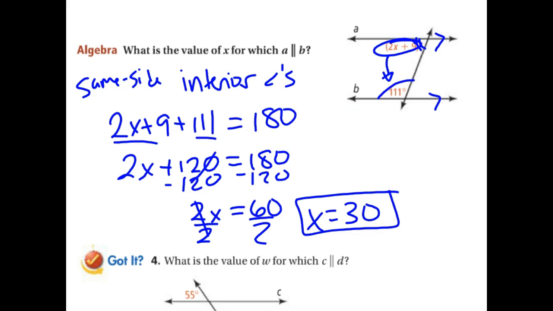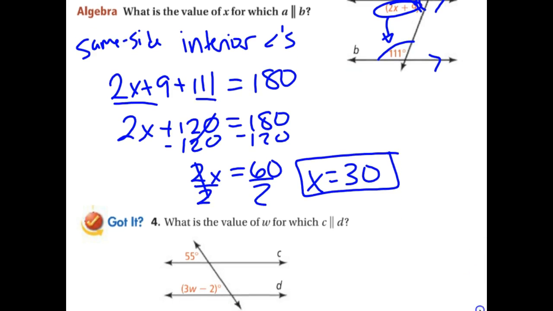But if for some reason x isn't 30, say x was 40, that angle up there would be 2 times 40, 80, plus 9, 89 degrees, and 89 with 111 makes 200 degrees. So those wouldn't be supplementary, meaning those lines would not be parallel. So 30 is the only value x can be to make those angles supplementary, to make those lines parallel.